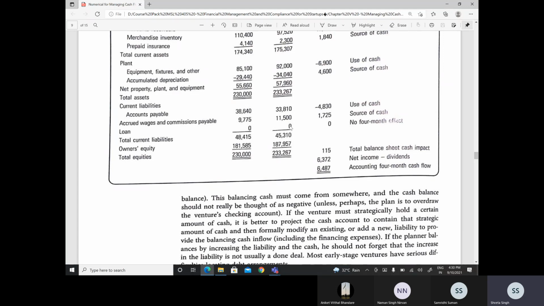There is no net loan. Okay, so it's 0. So when we add all of this up, we find that we get a total balance sheet cash impact of 115, and the net income minus dividends was 6,372. So the total 4-month cash flow has been a positive 6,487.